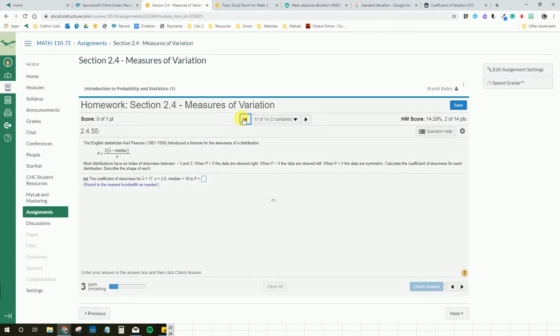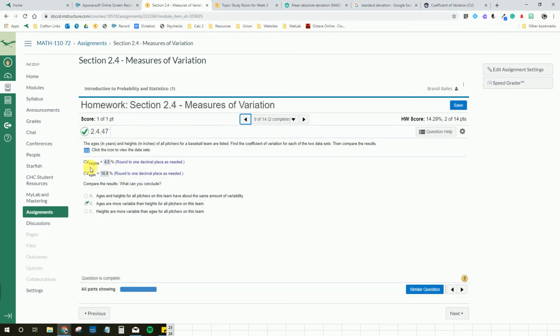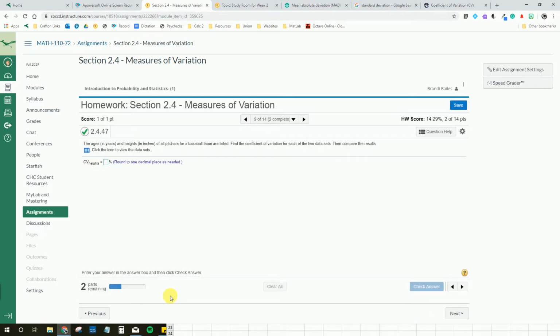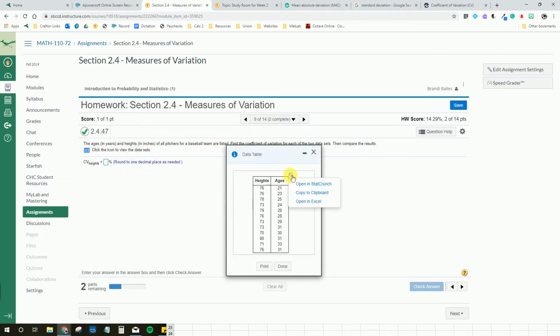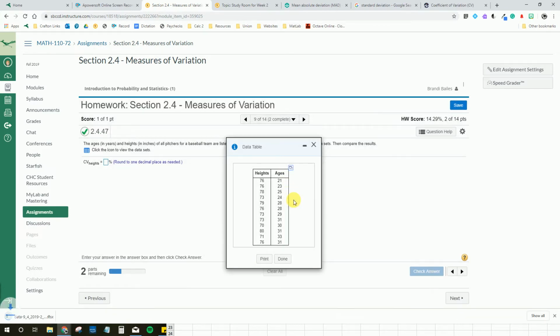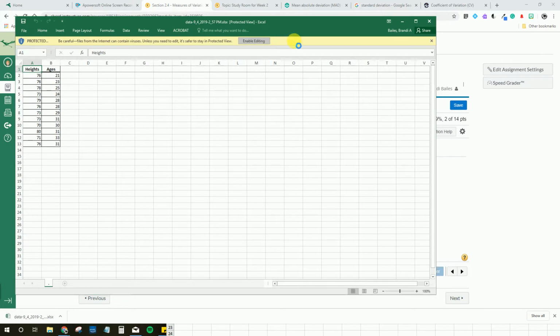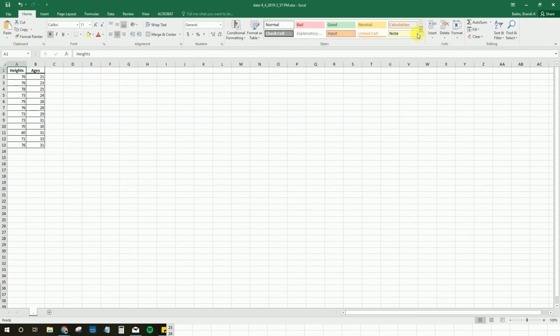And that problem is complete. So let's go back and look at the CV problem, the coefficient of variation problem. Similar question. Okay, so now I need to calculate the CV for heights and for ages. I'm going to open the data in Excel. I'm going to use the 2 built-in functions for average and for standard deviation, and then I'm just going to take a ratio of the 2 numbers.